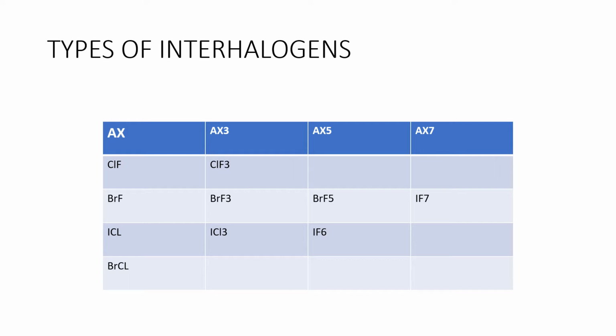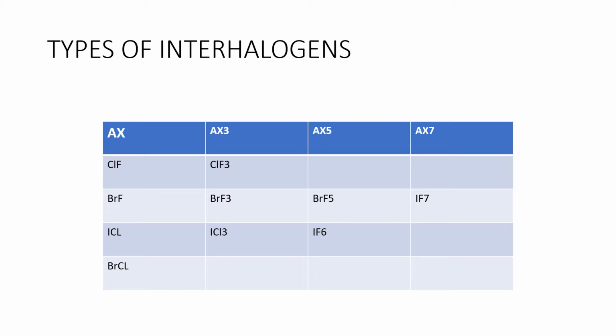In the same manner, AX3 type interhalogens: ClF3 chlorine trifluoride, BrF3 bromine trifluoride, ICl3 iodine trichloride. Now AX5 type interhalogens can be formed only by bromine and iodine, and that too with fluorine. BrF5, bromine pentafluoride, and IF5, iodine pentafluoride. These are the two AX5 type interhalogens.